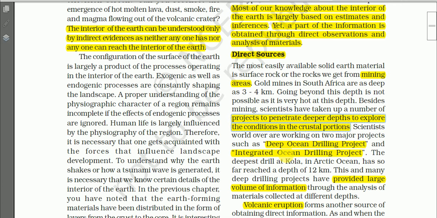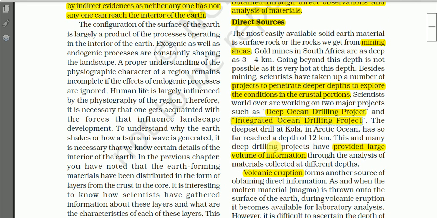We have examples like the Deep Ocean Drilling Project, that is drilling on the floor of the ocean, and the Integrated Ocean Drilling Project. So these are the two important projects taken by scientists to collect data and information about the Earth interior. Okay, so we have example C.